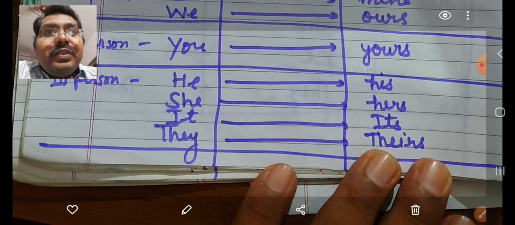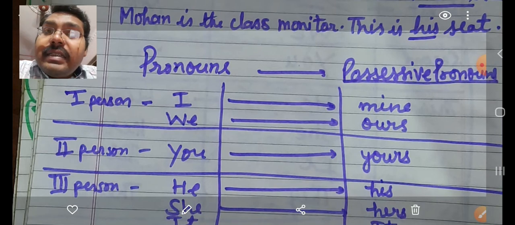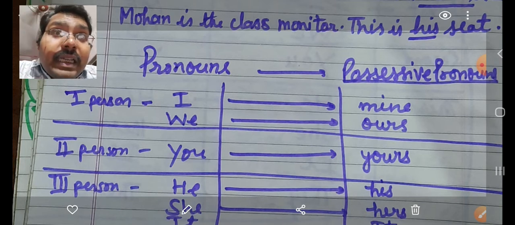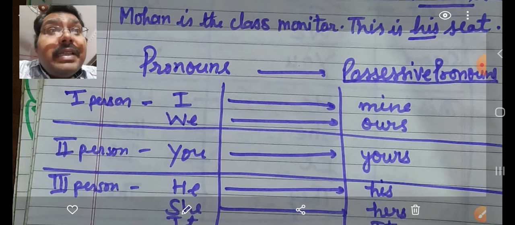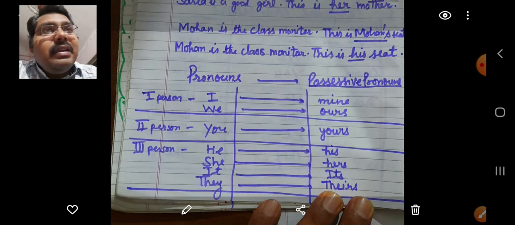Okay, so you need to keep in mind that if it is in possessive case, then you need to use the possessive case. If the noun is placed in the subject case, then use the subject case pronoun. If the noun is used in object case, use the object case of pronoun. If the noun is used in a possessive case, use the possessive case of pronoun. Okay, up to this much we have learned.